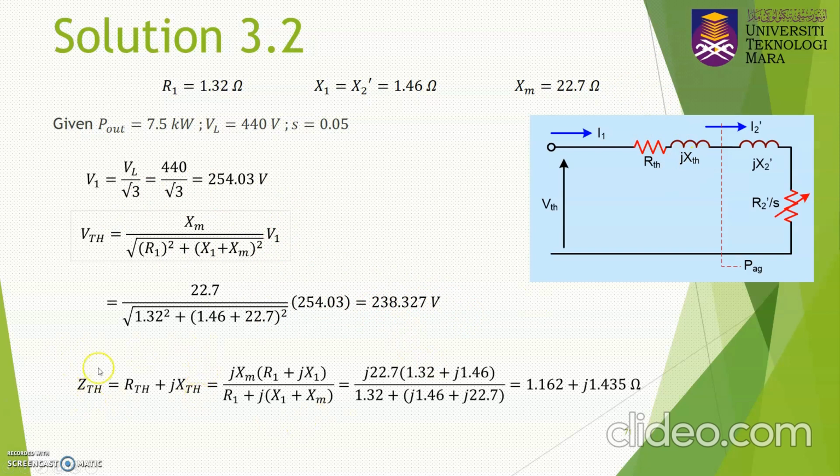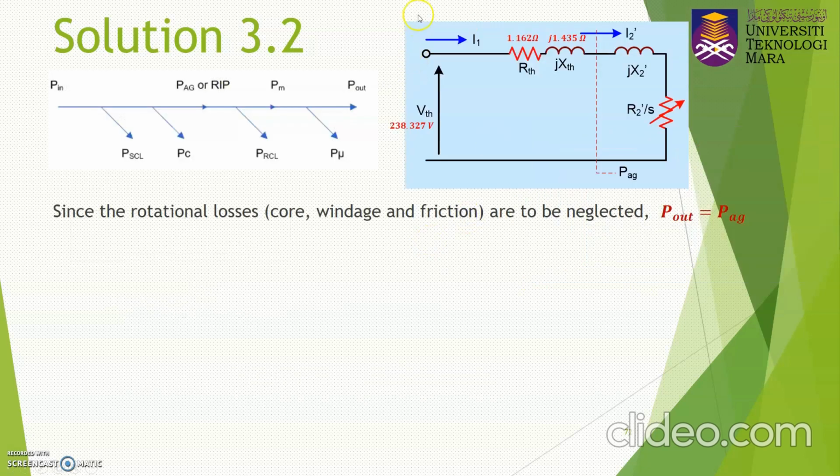Okay, so next we need to find the value of R Thevenin and also X Thevenin. This is the formula for the Z Thevenin. You just substitute all the values accordingly, the values of R1, X1, and XM, and then finally you get the Z Thevenin is equal to 1.162 plus j1.435 ohm. Once you know the value of this, and also this, then you can find the value of R2 prime here. So this is the Thevenin equivalent circuit with the value of V Thevenin, the value of R Thevenin, and here is the value of X Thevenin. And this is your power flow diagram for the induction machines.